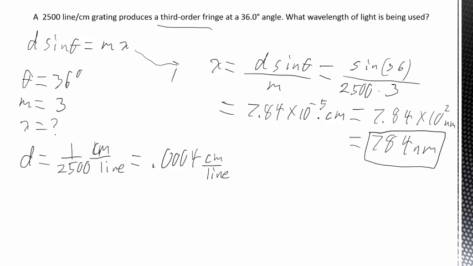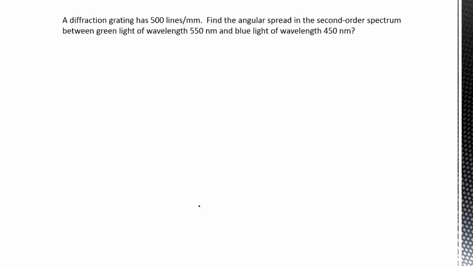And if that gets kind of confusing doing all of that, you could just convert to meters first, and then this would have come out as 7.84 times 10 to the negative 7th meters, or I guess we could have, at this point, gone there, and then could have gotten there the same way. Anyway, okay, next problem.